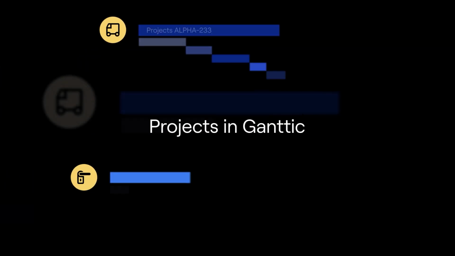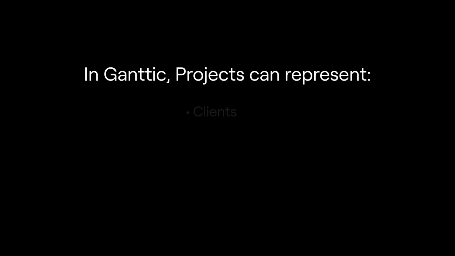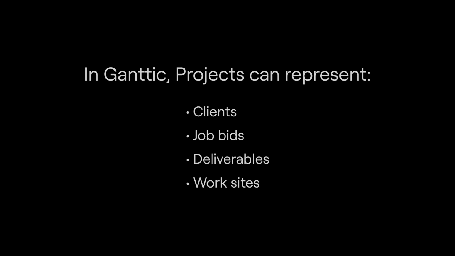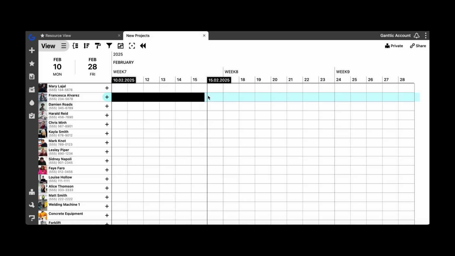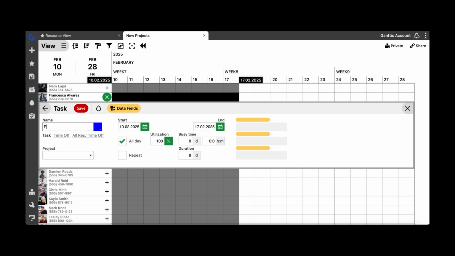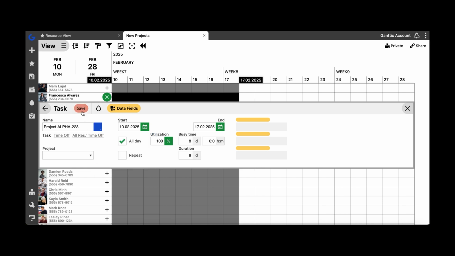Projects in Ganttic. In Ganttic, projects can represent clients, job bids, deliverables, work sites. For simple planning, use tasks as projects. Schedule projects by dragging and dropping them onto the timeline. Use color coding to enhance visual clarity within individual views.